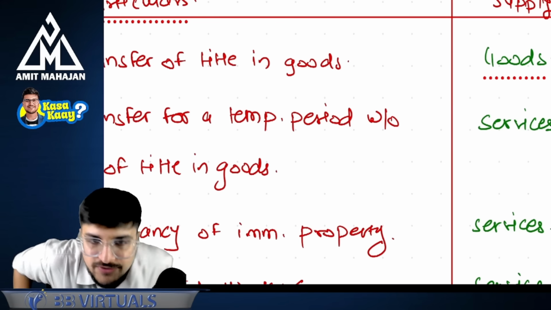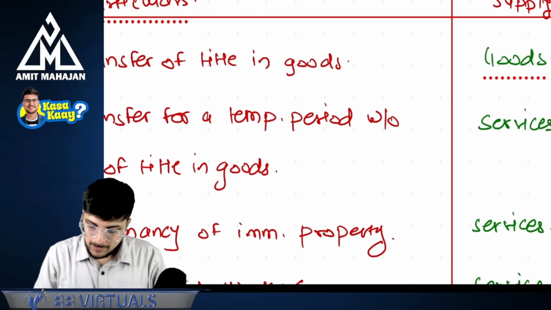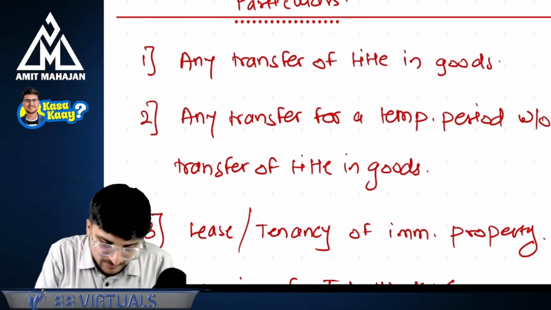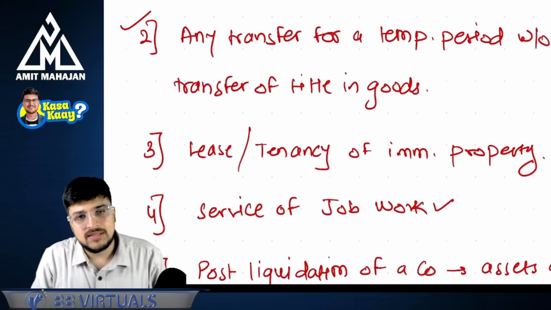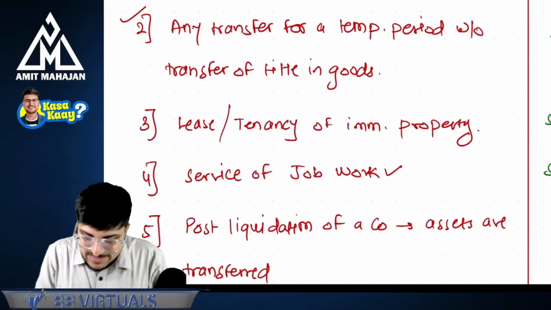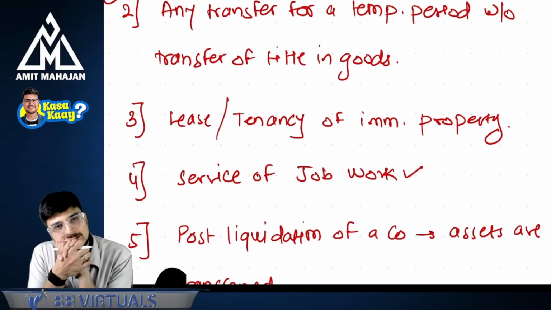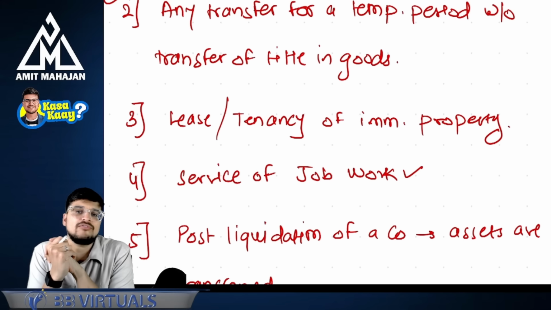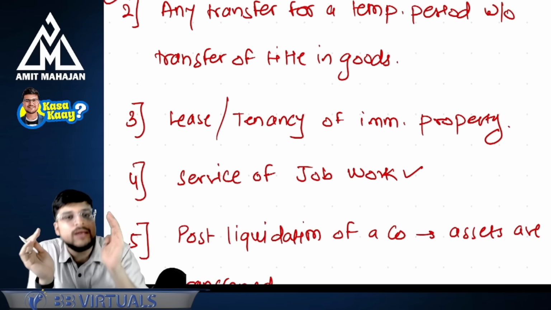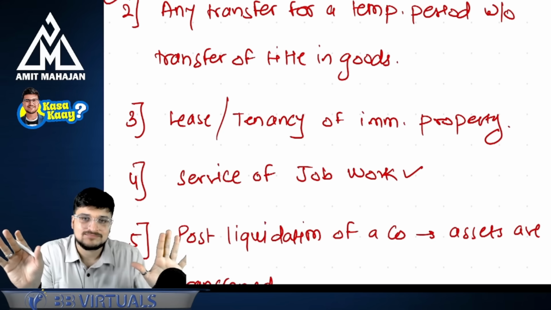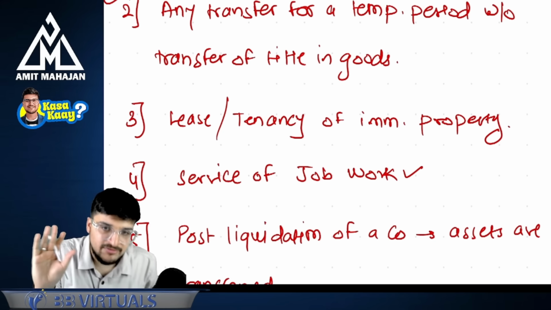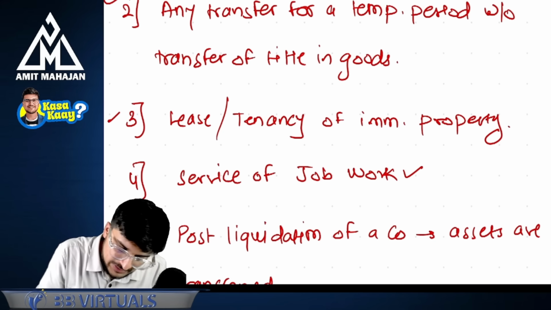I'll just shift. Yeah. So this is the second point. Number 1 and number 2. Number 3, let's come to number 3. Lease or tenancy of immovable property. What do you think? Lease or tenancy of immovable property. See, anything related to immovable property, it can't be goods. So it is going to be what? Services. Okay. So this is point number 3.